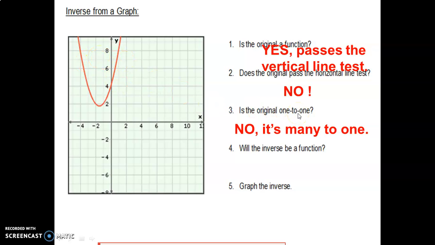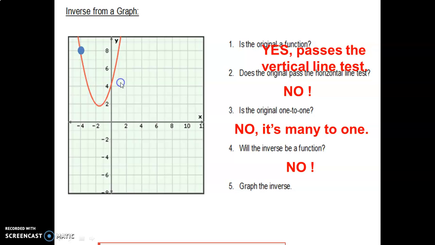Okay. Will the inverse be a function? No. If a function is many to 1, the inverse will not be a function. A function needs to be 1 to 1. That means only a single y value for each single x value. That's the only way you can have the inverse of it be a function.